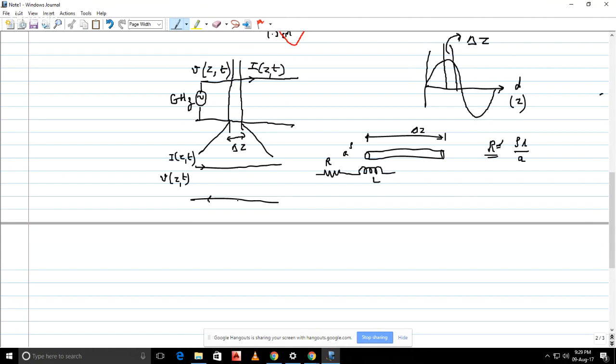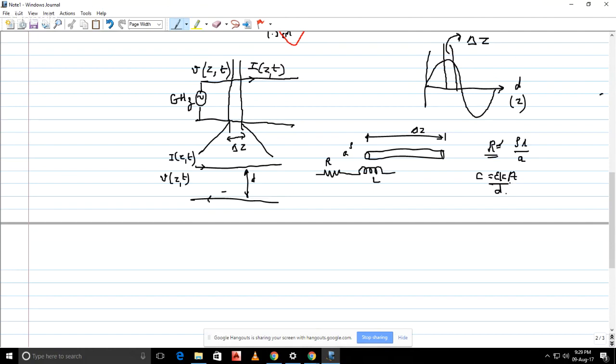Yes or no? So we have two conductors, and there is a space between them. You can see over here, there is a space between them. And these two conductors are separated by a distance, let's say D. So the separation distance is D. So we have a formula called C equals epsilon K A by D.